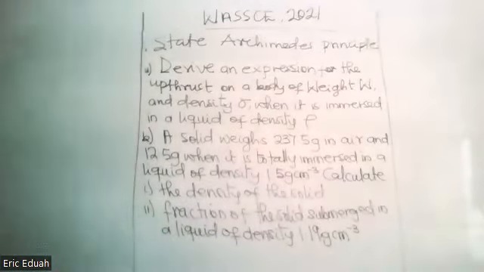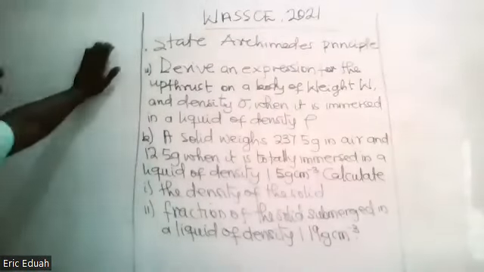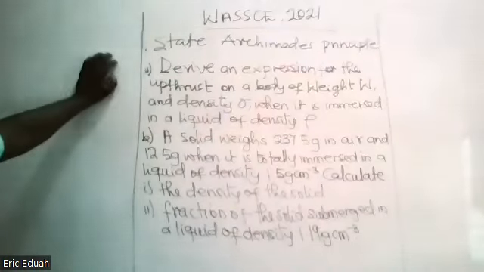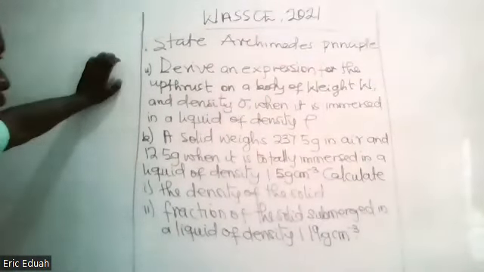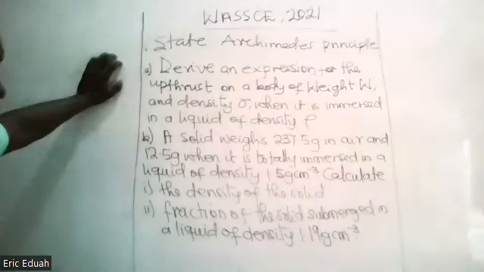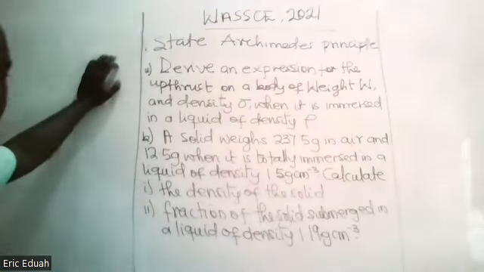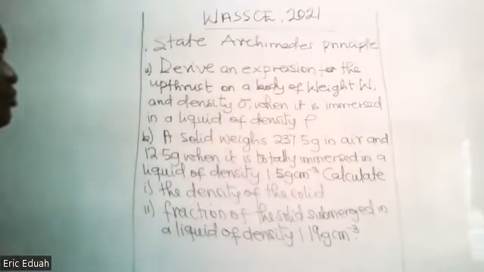So the first question is demanding that you state Archimedes' principle. Then part two says derive an expression for the upthrust on a body of weight W and density sigma.